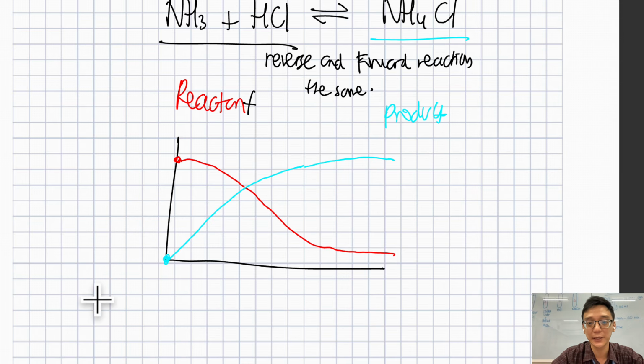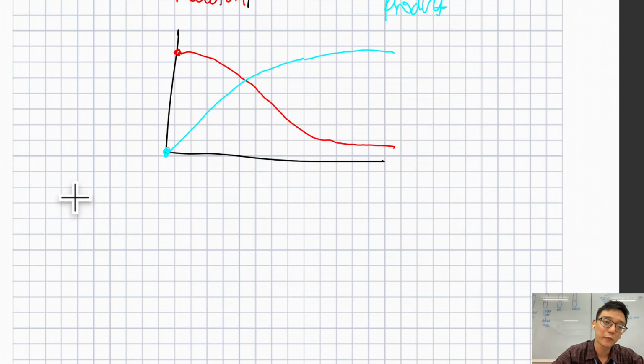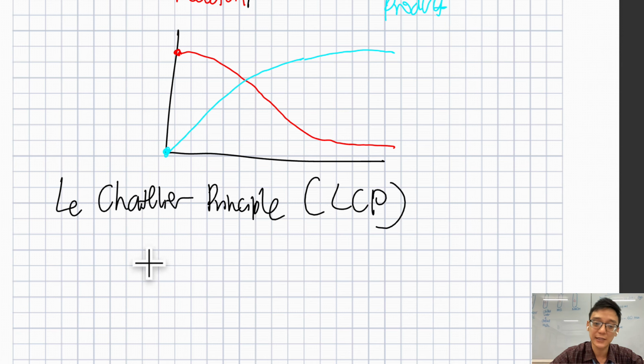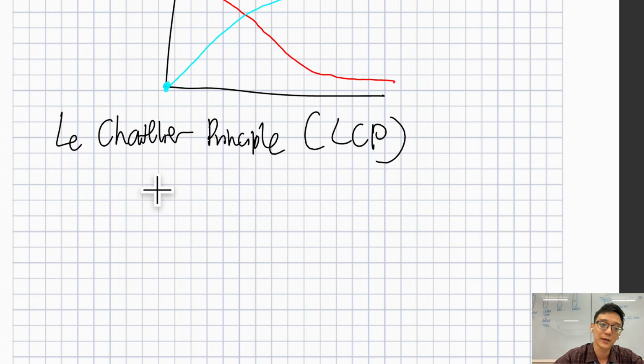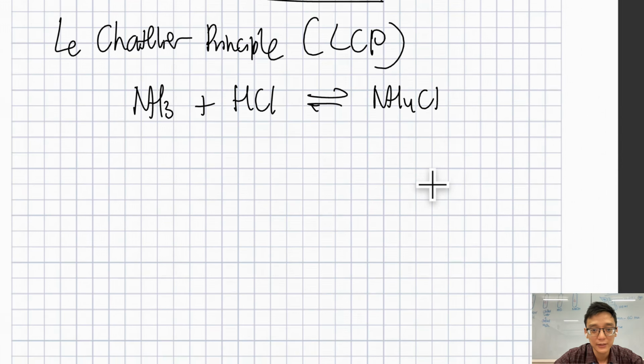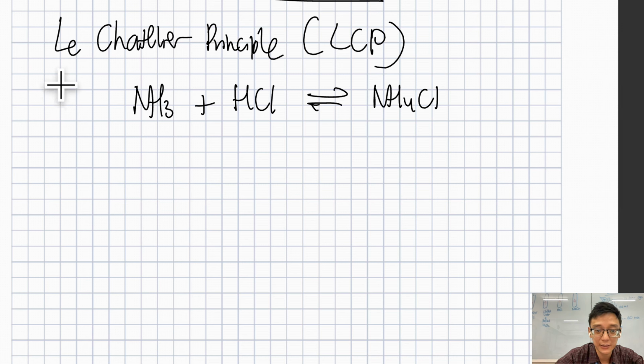Now equilibrium can be disturbed. So we have what is called the Le Chatelier Principle, or LCP. These are the factors that can cause disruption to equilibrium. So take an equation that is already in equilibrium. For example, we have that reaction earlier, ammonia plus hydrochloric acid, reversible, can become ammonium chloride. There are some factors that are discussed in Le Chatelier Principle. So the first factor is concentration.